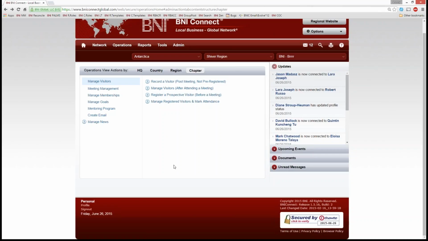So the next step in the visitor process would be that after you've invited them, if they say, yes, I'd like to come to the meeting, one of the great things you can do is to register them for that upcoming meeting. And you do that by going to Manage Registered Visitors and register a prospective visitor before a meeting.